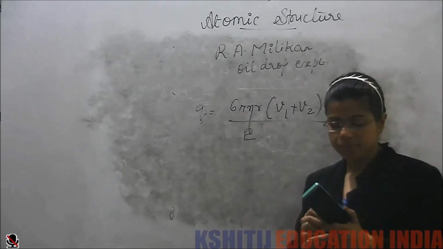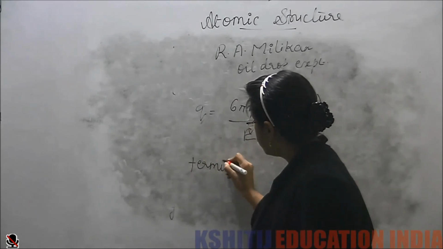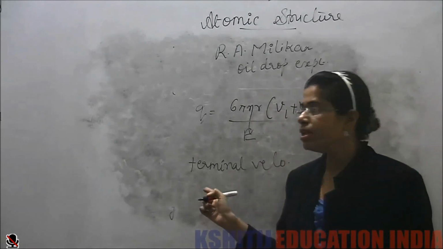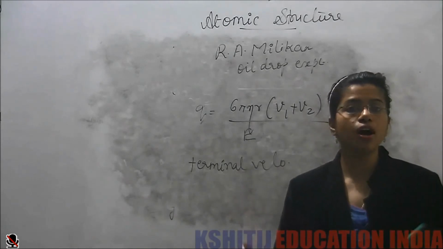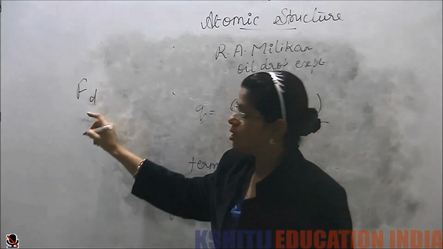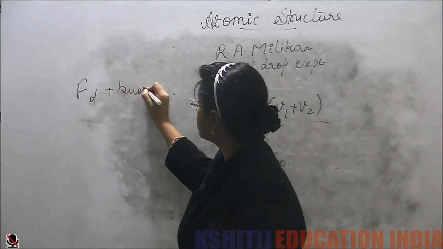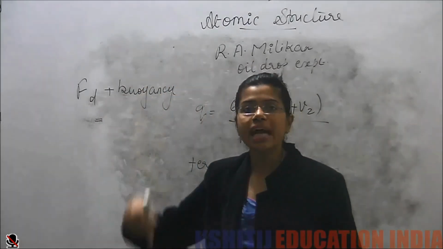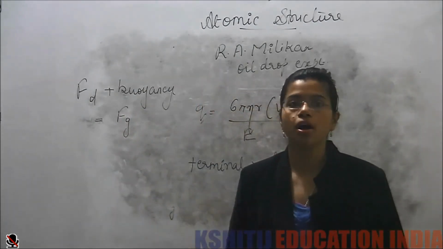Now I am using a term here, terminal velocity. Terminal velocity of any falling object is the velocity of the object when the sum of the drag force and buoyancy equals the downward force of gravity acting on the object.